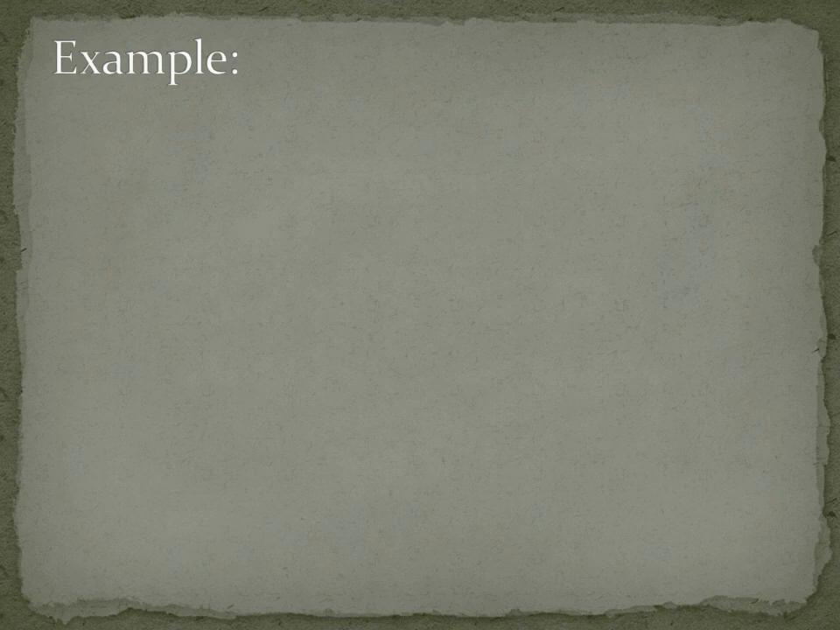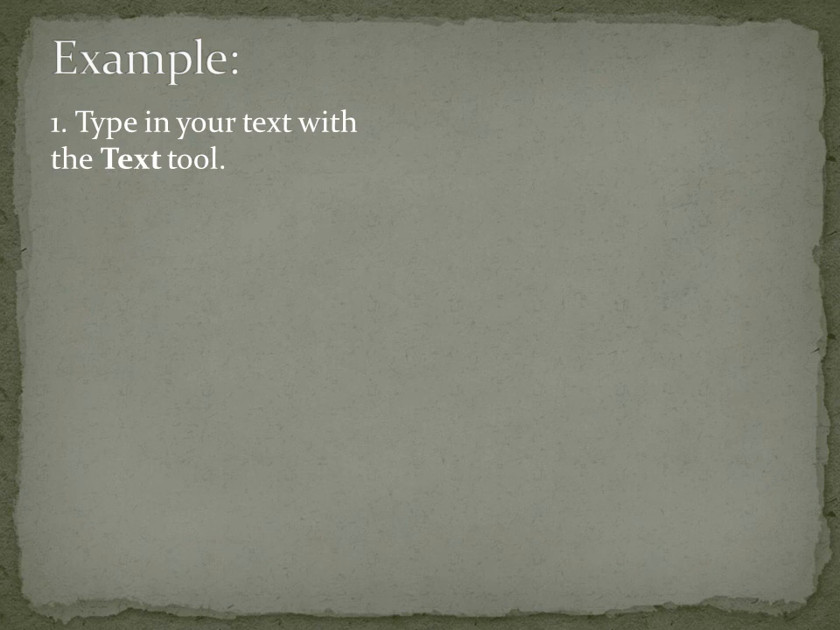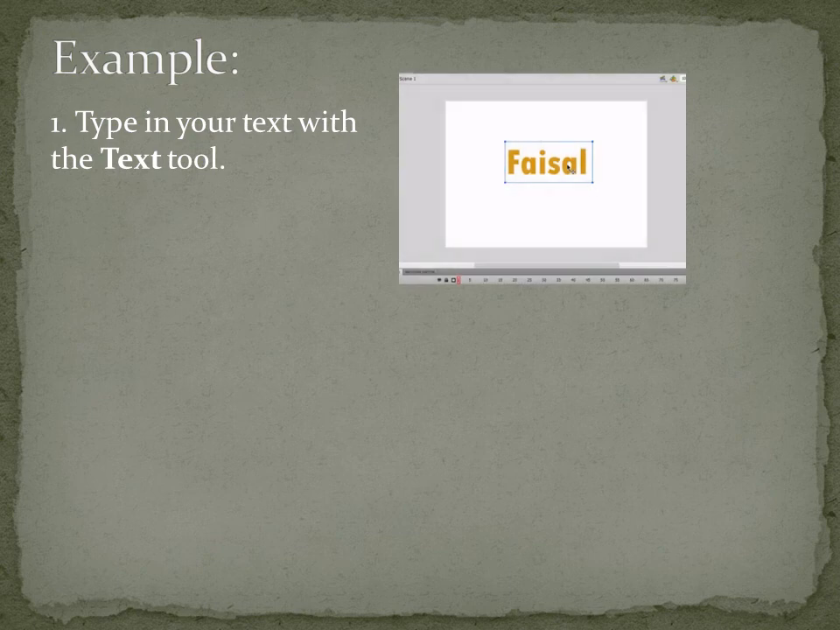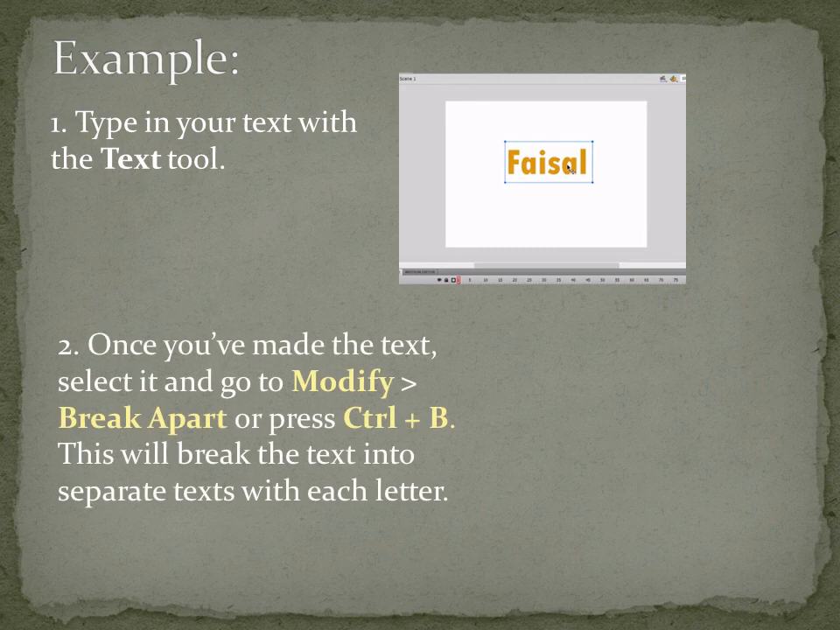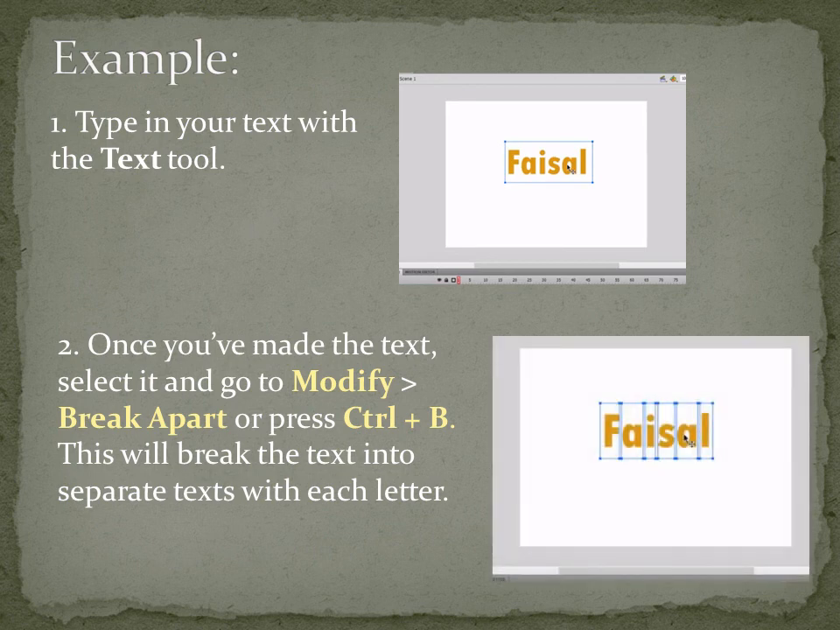Now, let me give you an example. Let's first type our text in our text tool. So have your Adobe Flash ready and type. You can type your name. Just like here, I used my name. So right after having your name, use Control B or go to Modify and then Break Apart.